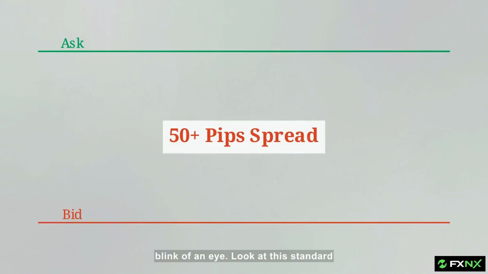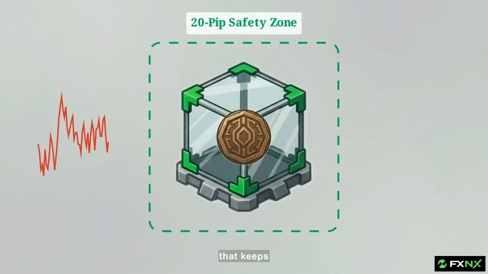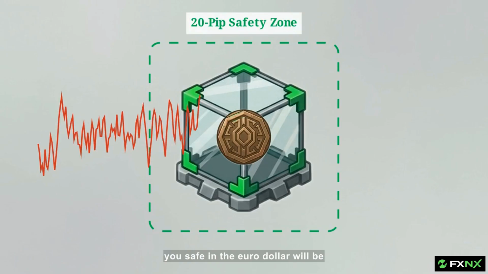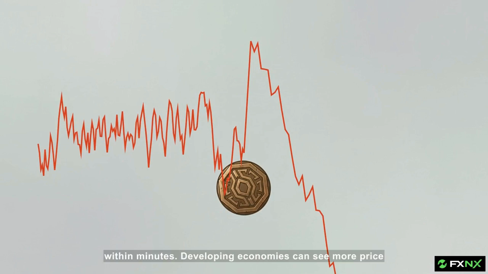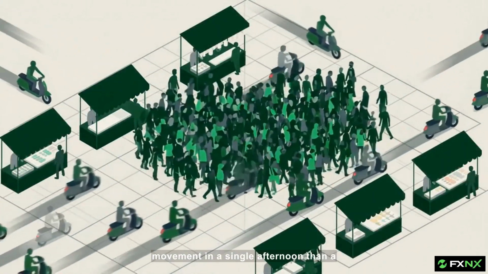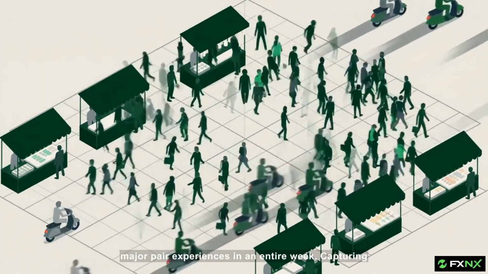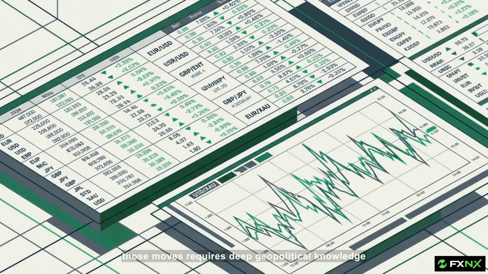Look at this standard stop-loss interface. A standard 20-pip boundary that keeps you safe in the euro-dollar will be violently shattered by normal background noise in an exotic pair within minutes. Developing economies can see more price movement in a single afternoon than a major pair experiences in an entire week. Capturing those moves requires deep geopolitical knowledge and enough capital to absorb the high transaction costs.